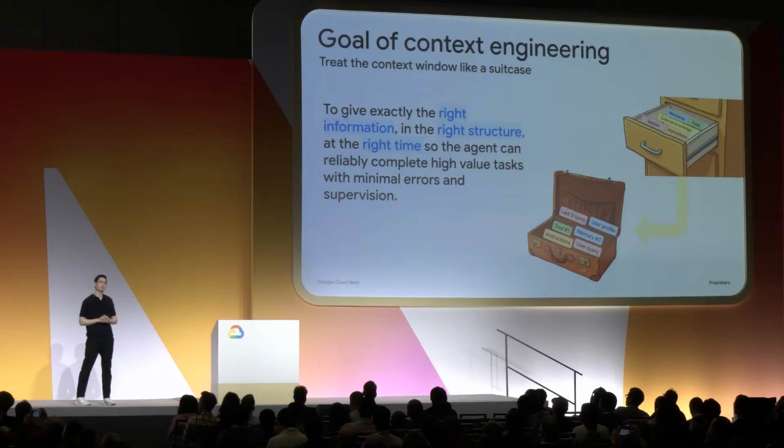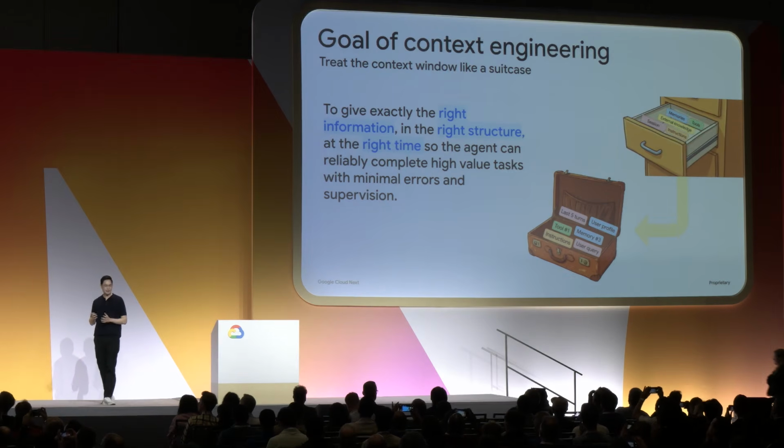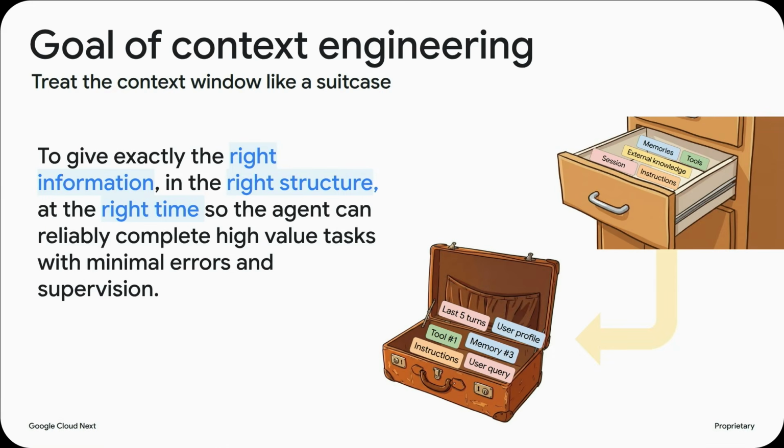So just a little bit of bad context can snowball into a pretty material and significant bad plan, ultimately making your output utterly unusable. So you're getting 0 ROI for all those tokens spent. So the goal of context engineering is clear. It is to give the agent exactly the right information in the right structure at the right time, so the agent can reliably complete high-value tasks with minimal errors and supervision.